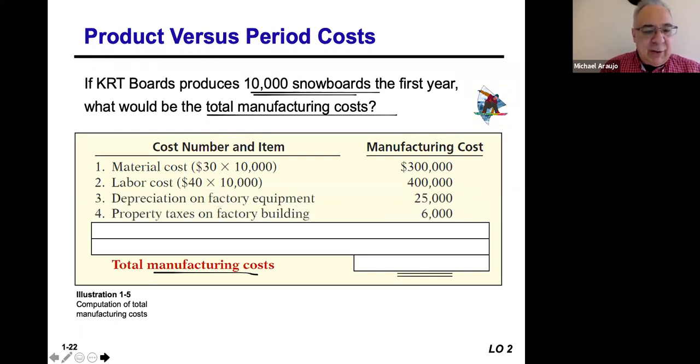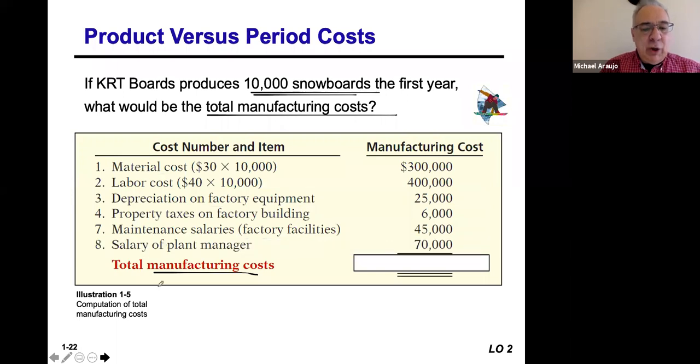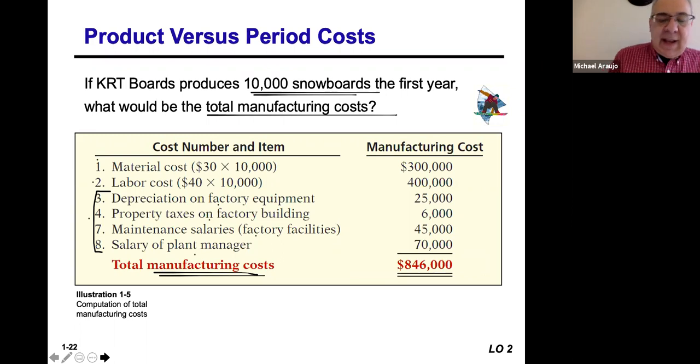And then we have factory overhead. Okay, when you look at factory overhead, notice there's a few of them: depreciation on the factory equipment, taxes on the factory building, maintenance of the factory workers, and the plant manager. All of these are manufacturing overhead. So material costs, labor costs, and manufacturing overhead make up your total manufacturing costs, which would be, in this case, $846,000. Yes, you can write.